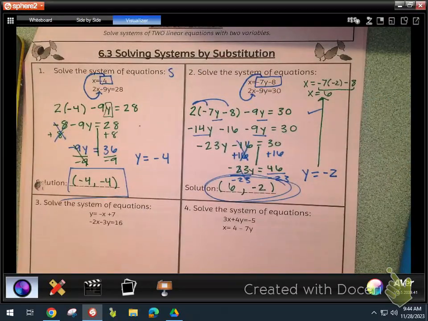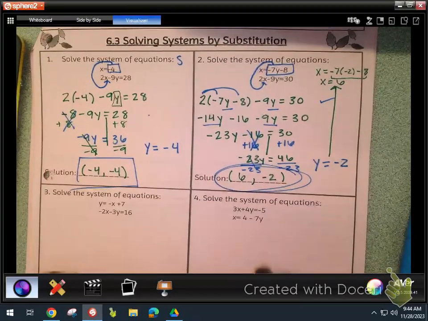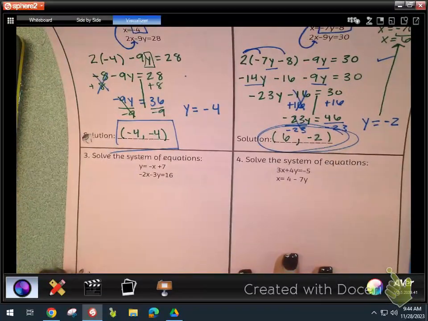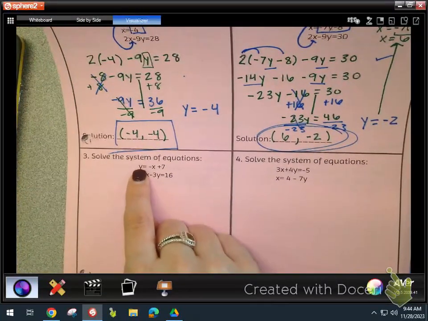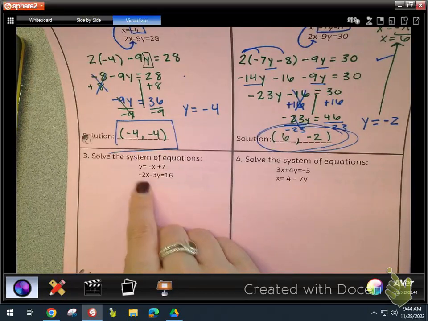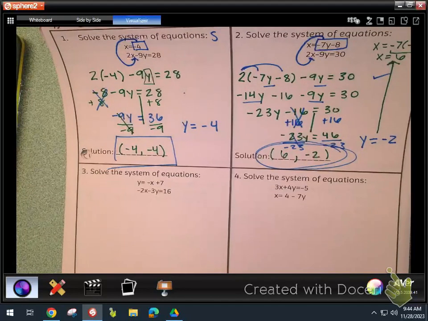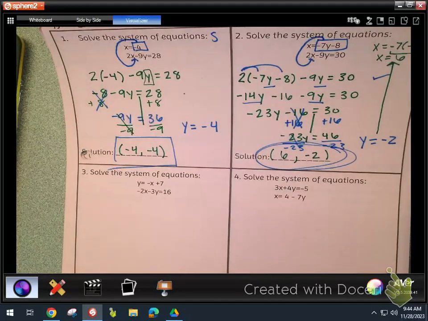All right, I'm going to try one more with you, and then I'm going to let you guys try 4 on your own, okay? We okay? All right, let's look at number 3. Number 3 says y equals negative x plus 7 and negative 2x minus 3y equals 16. Is one of my equations solved for and isolated?